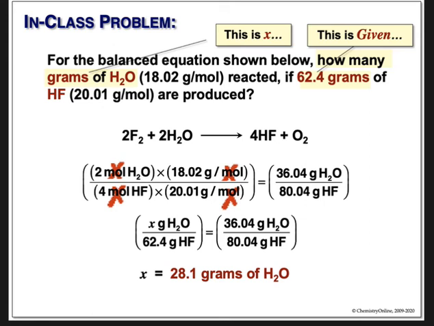Saves you from having to go back and forth in terms of moles and mass. You can do the whole thing in terms of mass if you simply stick in a mass ratio. One more time. Intuitively, this simply says 36 grams of water gives you 80 grams of HF. Intuitive.